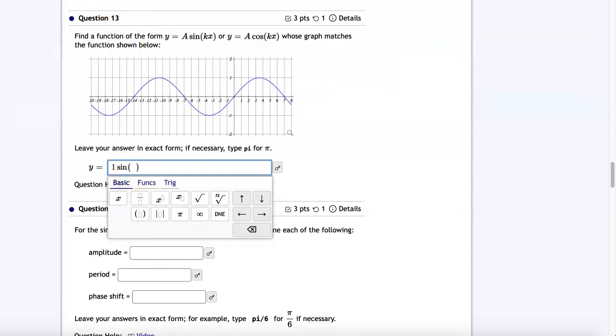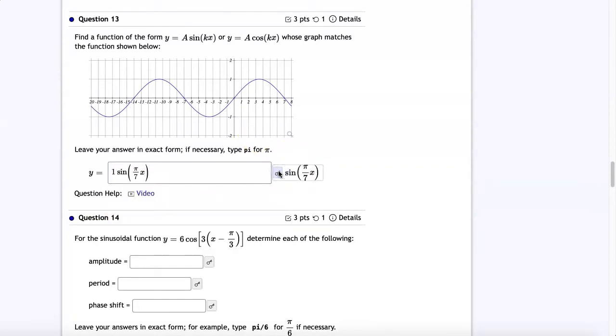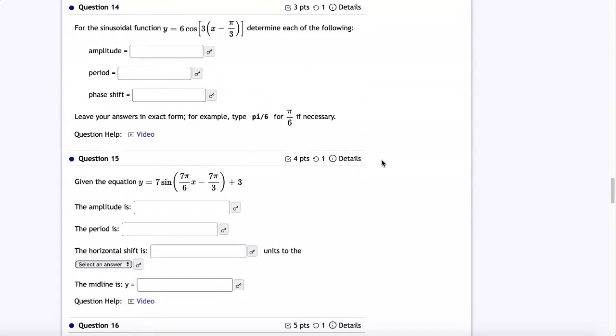So going back to my equation here, I need a pi over 7. So here is my pi over 7, and then I need to have an x in there, and that would be my correct answer. So you do not need to have the 1 out in front. I just put it there because remember that your amplitude could be something other than 1, and I just wanted you to note that whatever your amplitude is for your problem, you will need to include it here at the front.